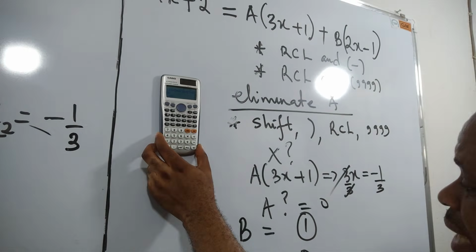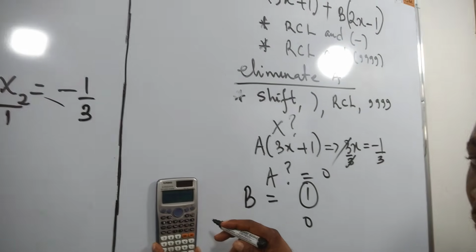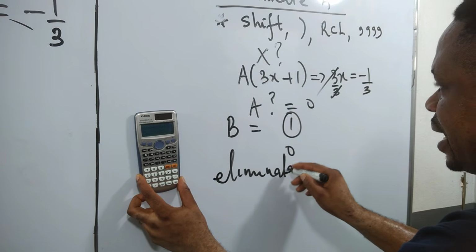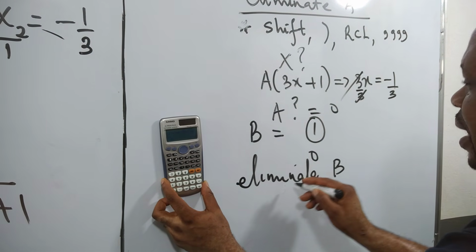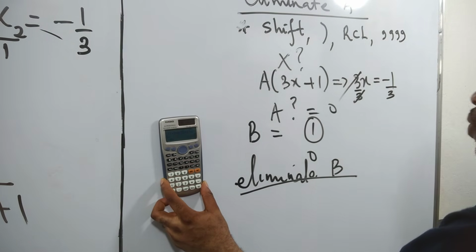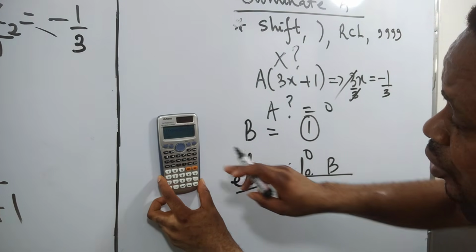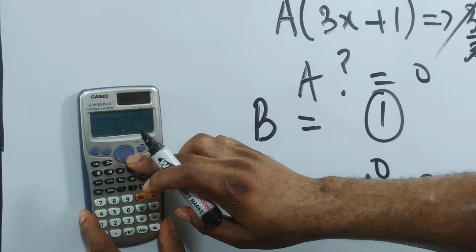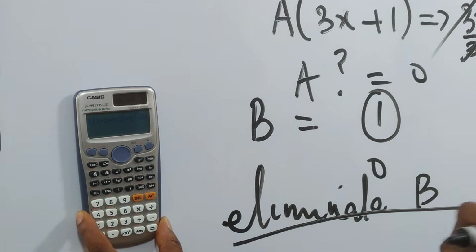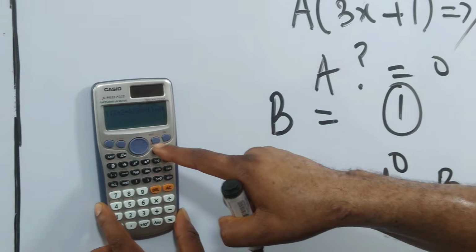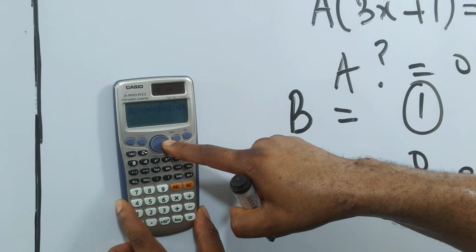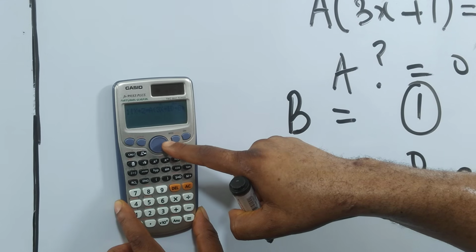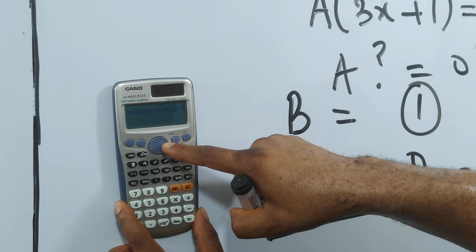I want to eliminate B this time around. Now you do the same thing. First of all, you go to the right button so that you retrieve the question back. I want you to watch the calculator very well. You now go up like this. Keep on scrolling the forward button key until it gets to the end.